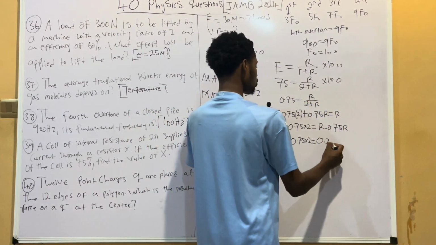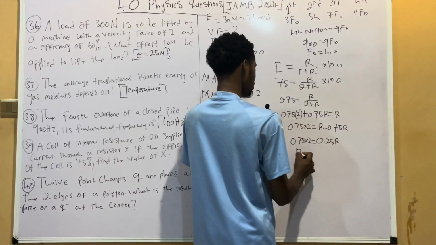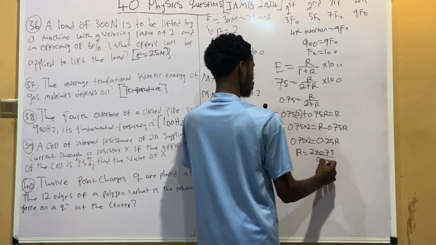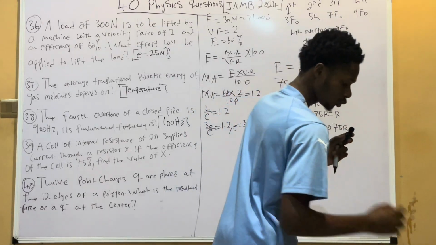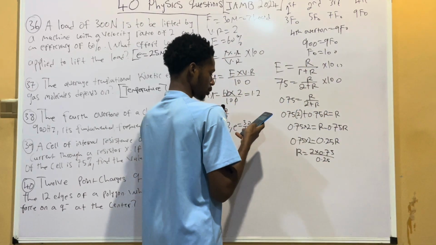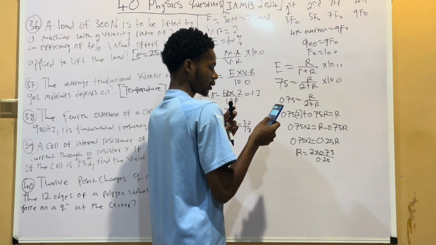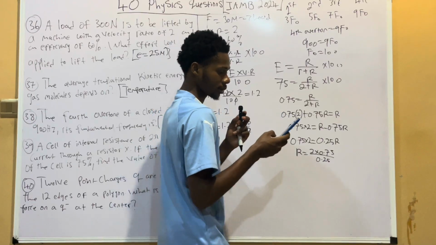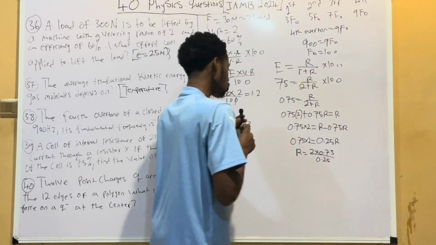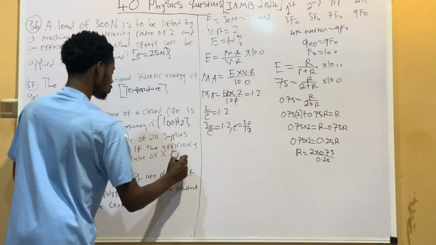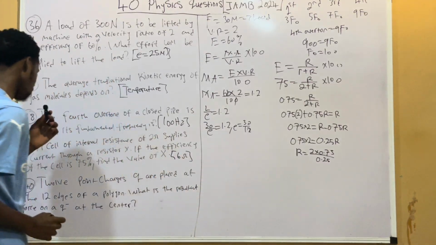We get 0.25 R. So R is equal to 2 times 0.75 divided by 0.25. And we'll do the math. We're going to get 2 times 0.75 divided by 0.25. That will give you 6. Which means the external resistance for this question, X, is 6 ohms.